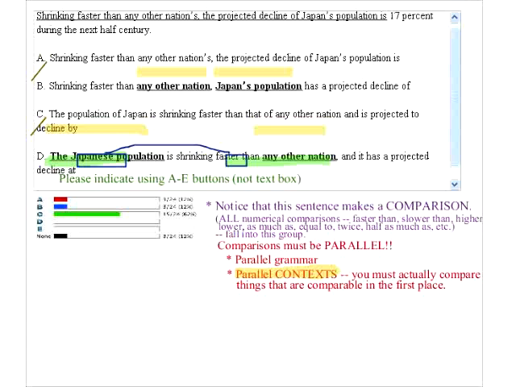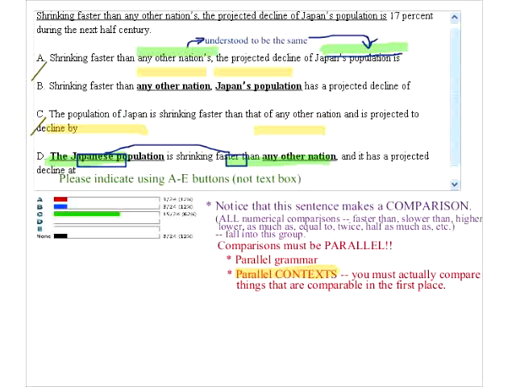Same thing here. You've got any other nations, Japan's population. You can do this sort of elision thing. If you have Japan's population and any other nations, that much is okay because it's understood to be population, understood to be the same as what's in the other part. So that much, this is not the correct answer, but this is not a mistake. And it's okay to say that it's Japan's population by just saying any other nations, apostrophe.